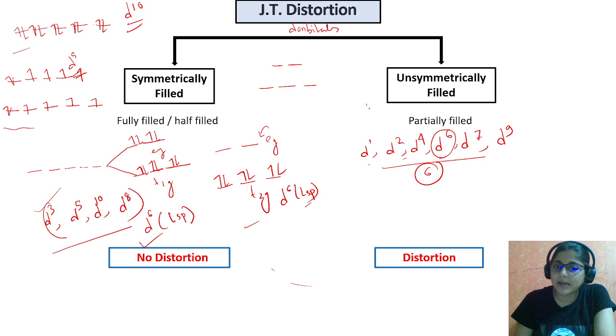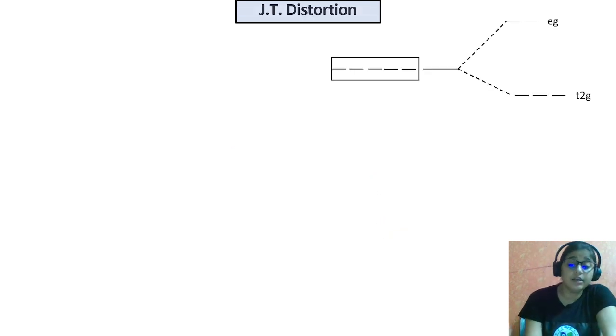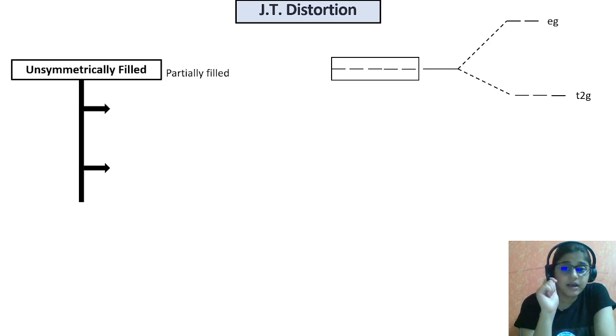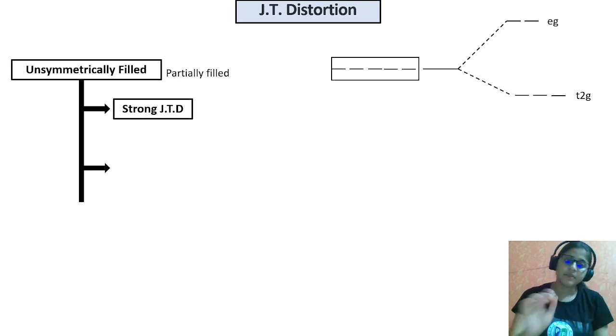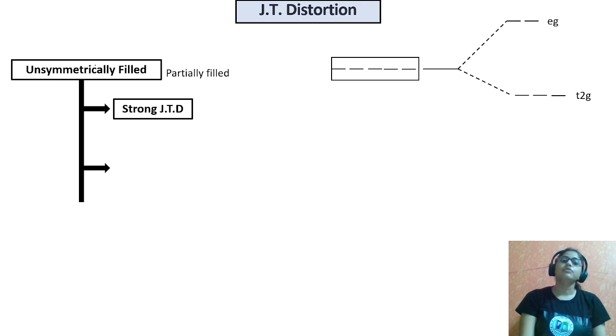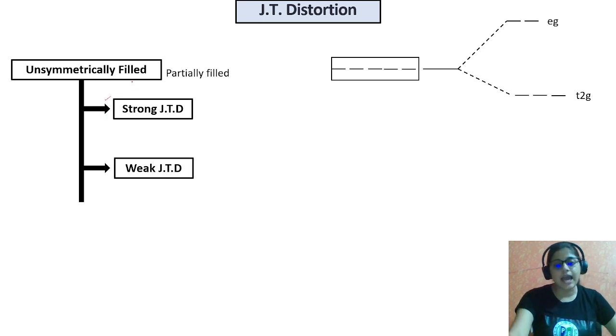So in the case of unsymmetrical filling, the distortion will be there. Fine. We know now that whenever partially filled orbitals are there, meaning unsymmetrical filling of the orbitals, that time JT distortion can be seen. There will be again two kinds of JT distortion by that unsymmetrical filling: the strong JTD and the weak JTD.